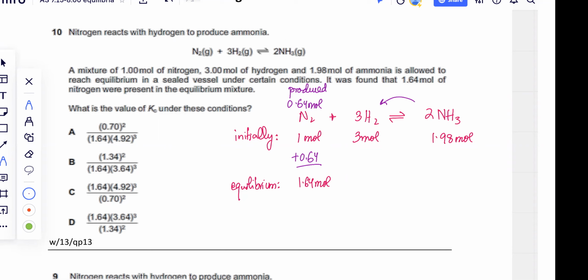Emma, is this clear? Okay, is this clear? Alicia, Aisha? Yes, yes, sir.